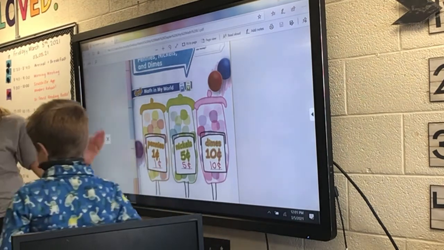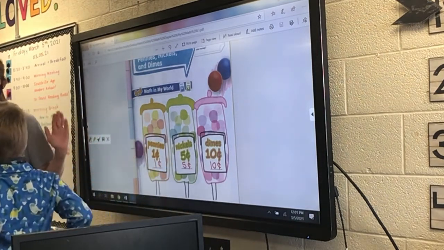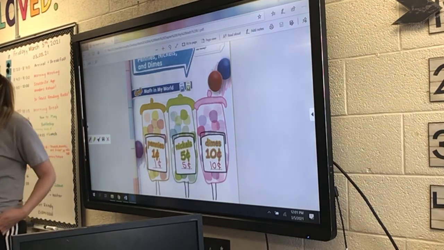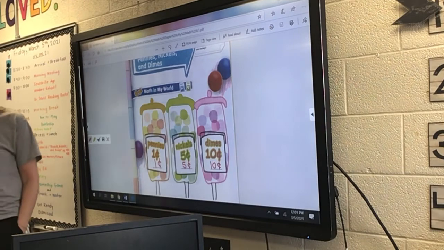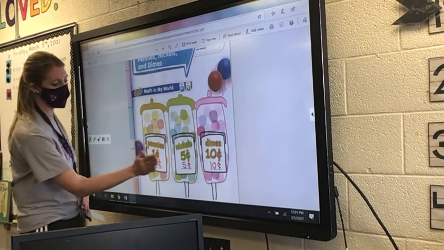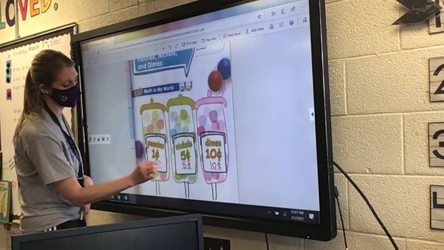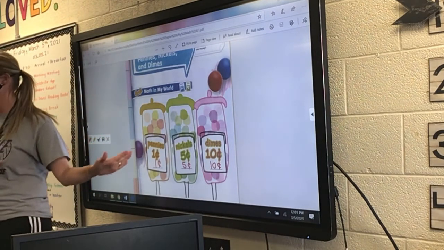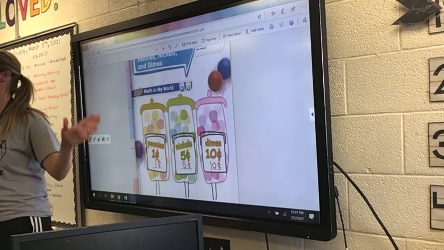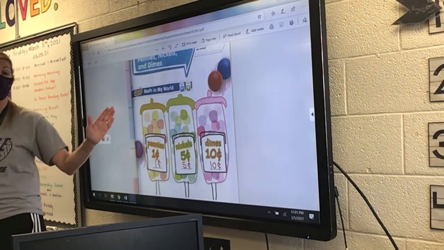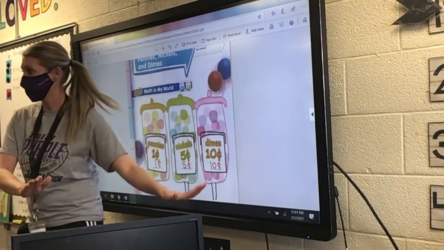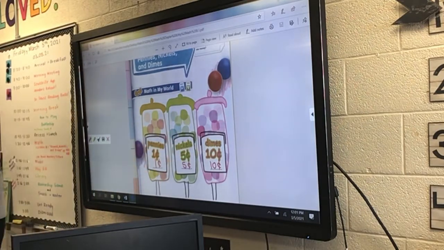Nope, the cent sign goes after the 1 cent. So when you say it, then you write it. Wyatt had a good point. He said, Mrs. Murphy, wouldn't the cent sign come in front of it? And I said, no. For the cent signs, you say the value, and then you say cents, and then you write the symbol. So this would be 1 cent, 5 cents, 10 cents. It is different than the dollar.